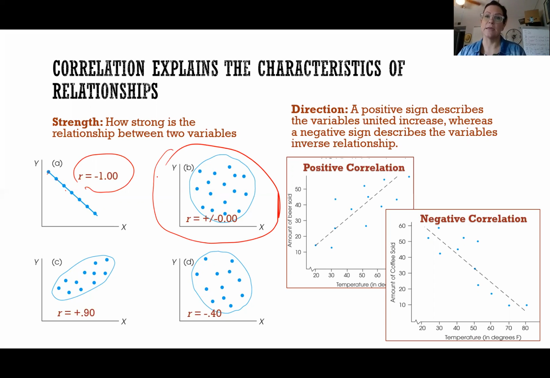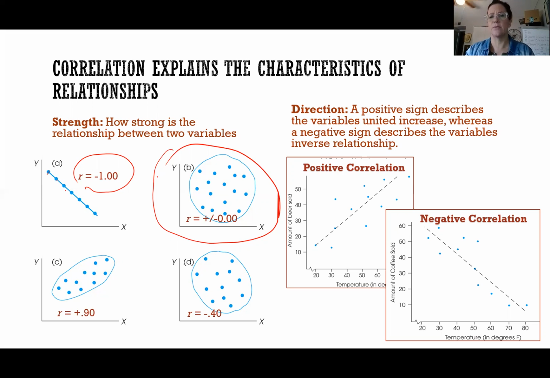Then we're looking at the direction of a relationship. So in the past, if you saw a negative sign, you were talking about, oh, the mean difference decreased. Or if you saw a positive sign, the mean difference increased. That's not how this is now. Now a positive sign describes that the variables move in an increasing direction. So as X goes up, Y goes up. So they're both moving up at the same time. And for a negative correlation, if you see a negative sign, it means as X increases, Y decreases.